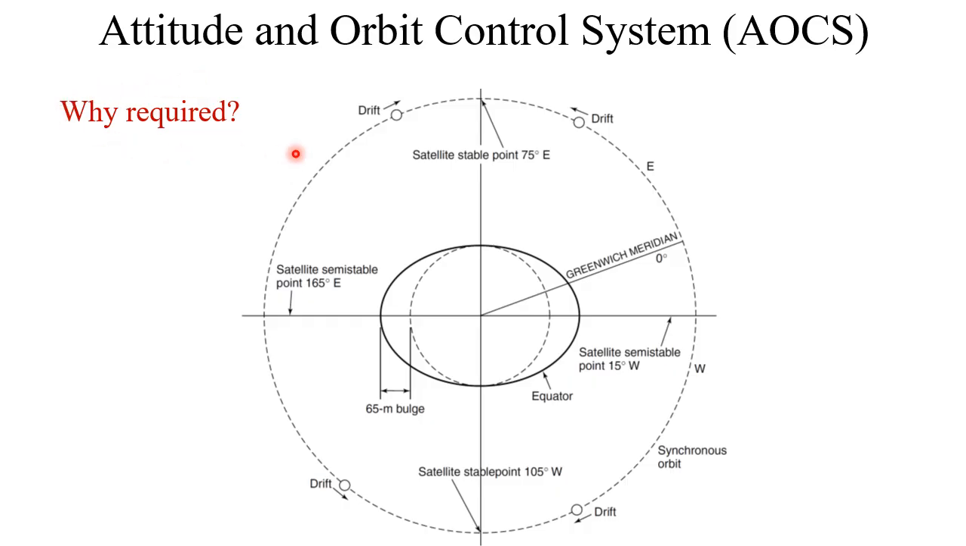Why do we require this particular subsystem? That means what is the function of that particular subsystem, and if that particular subsystem is not present in the satellite, what will happen? So let us try to understand why we require this particular subsystem in the satellite.